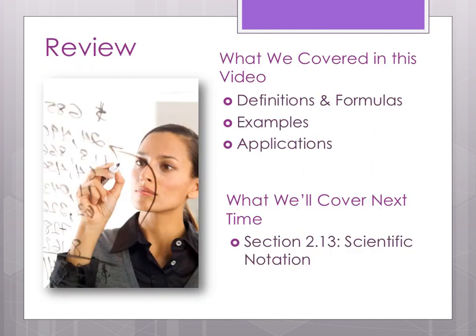So that does it for section 12. Here we covered the definitions and formulas of circles that we needed to know for this DMA 20 class. We did some example problems finding the area and circumference of circles when we were given the radius and when we were given a diameter, and then we ended with an application problem. Next up, it's our very last video for DMA 20, section 2.13, scientific notation.